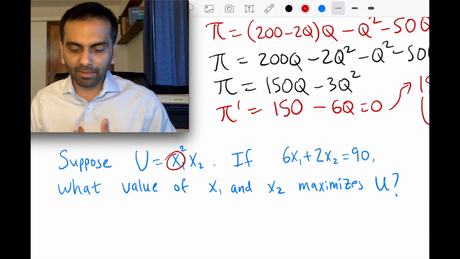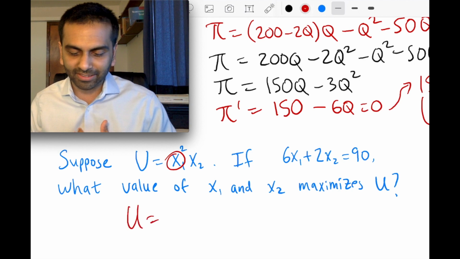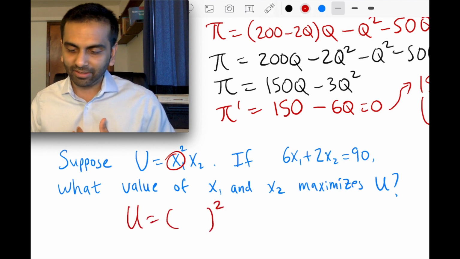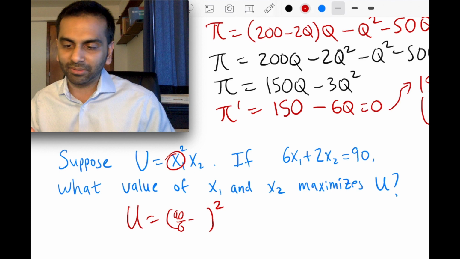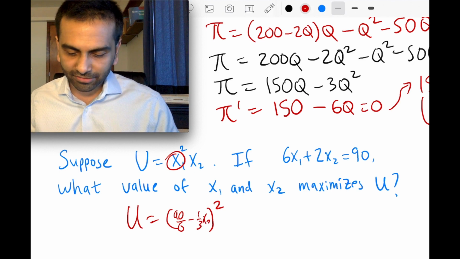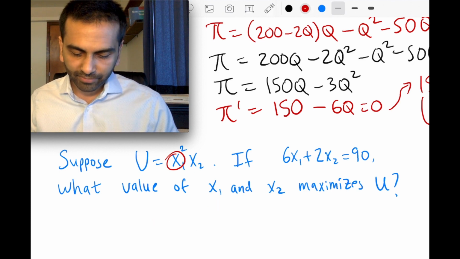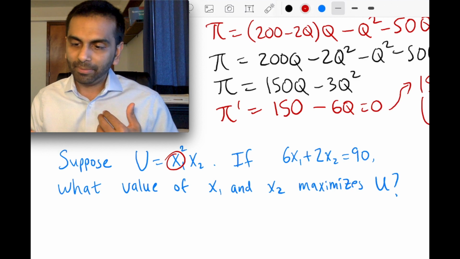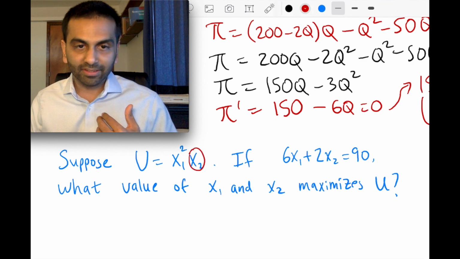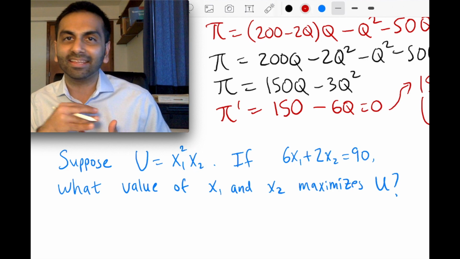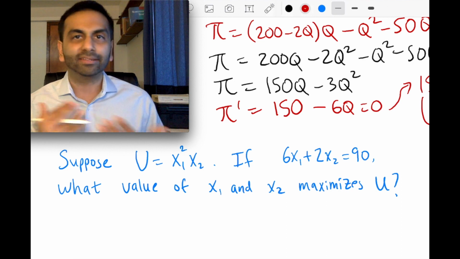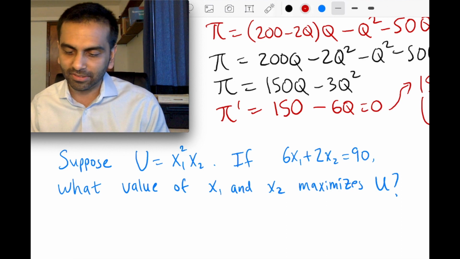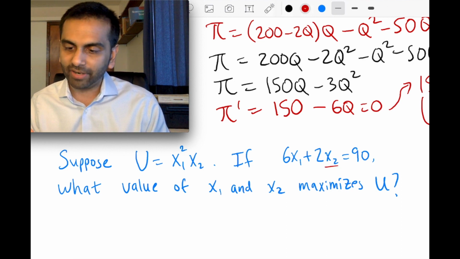So when I plug it in there, my utility function is going to be that thing that I plugged in squared. I mean, that's like 90 over 6 minus 1/3 x2, squaring that, and it's going to be a lot. So instead, strategically, you could just solve for x2, because then you're plugging it into something that's not going to get squared before you take the derivative. Just to minimize the number of steps, I'm going to solve for x2 here.